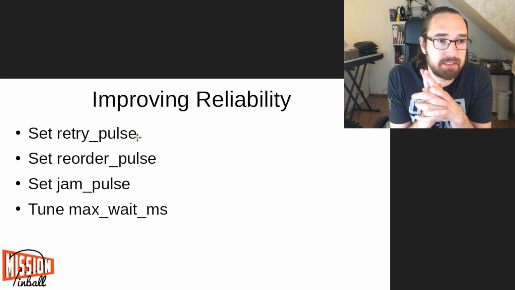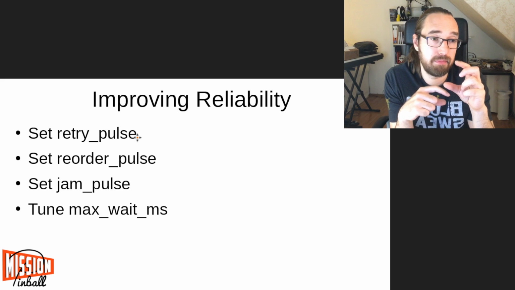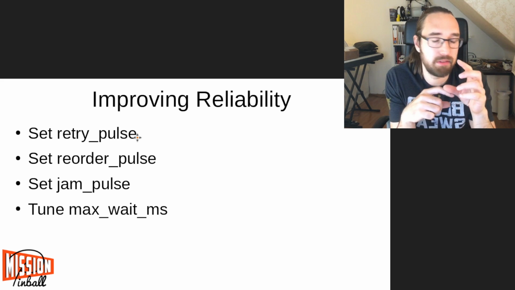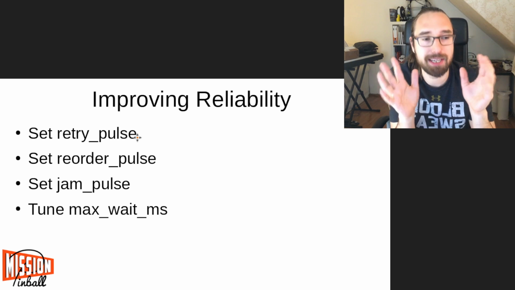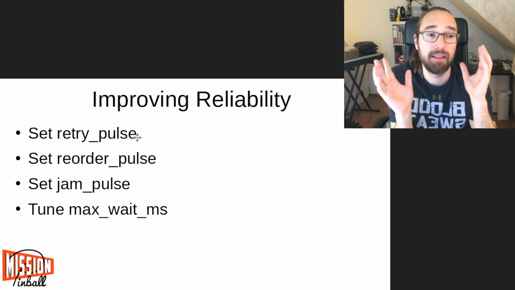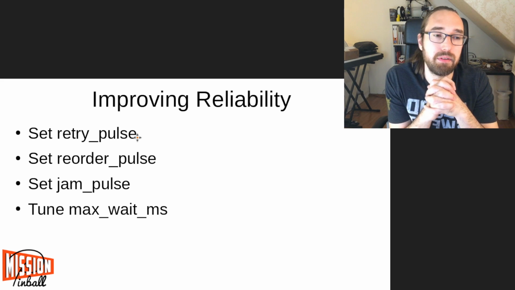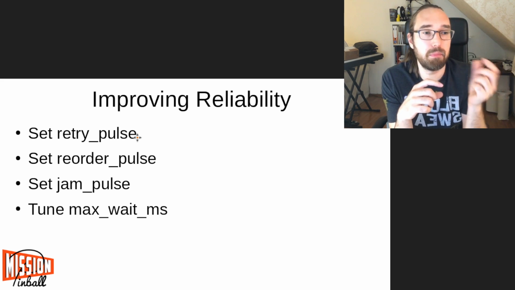Set like jam pulse. So if it's jammed, so if you got two balls stacked in troughs, make it a little bit longer and a bit slower, weaker. Sorry, a little bit shorter pulse, make it a little bit weaker, and make sure that you reliably get only one ball out.